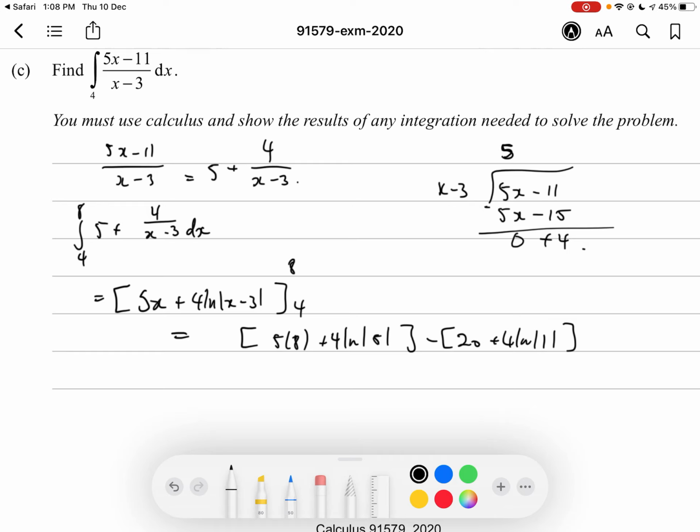So if we just use a bit of calculator rules, we should find 5 times 8 is 40 minus 20, that's just 20. 4 ln of 5 plus negative 4 ln of 1, ln of 1 is 0. So this just simplifies to plus 4 ln of 5.